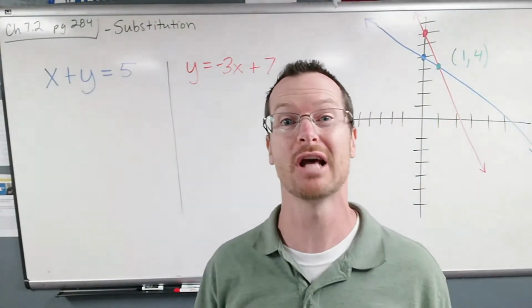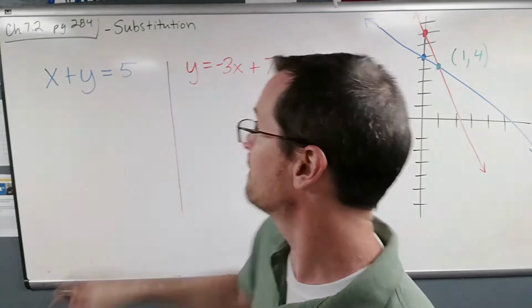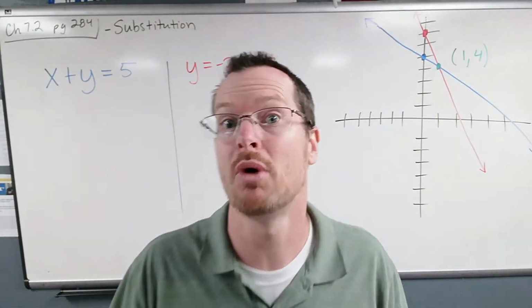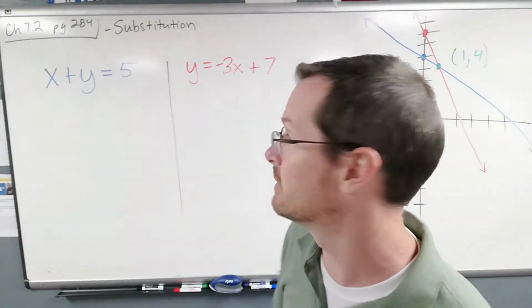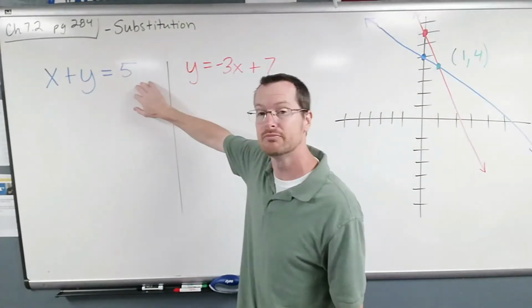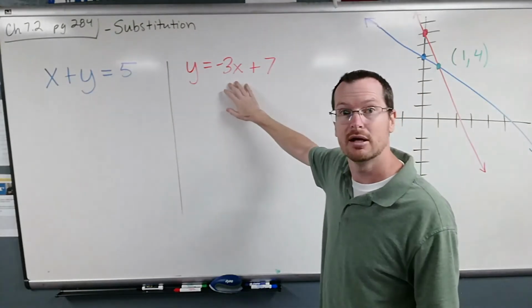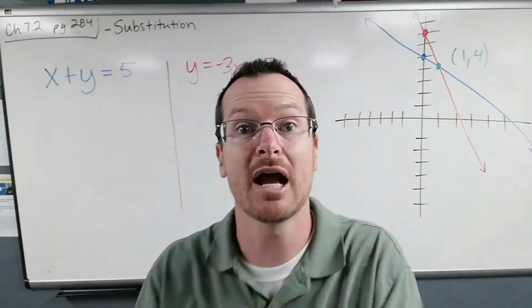It's called substitution. I'm going to start with example number 1, where we have a line. By the way, you know a line when you have x's and y's, just plain old x, plain old y, you got yourself a line. We have a line here in blue, and another line here in red, and they're going to intersect at a point. I've got to find out where it is.